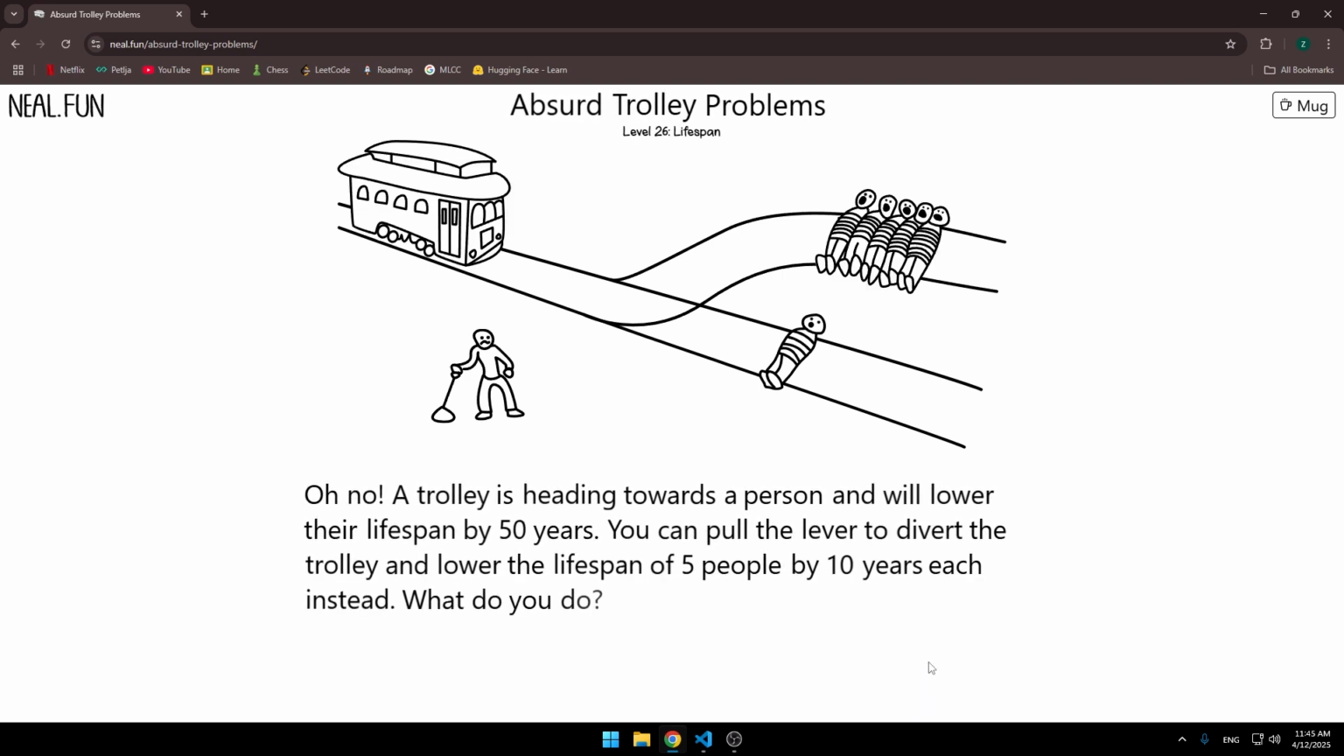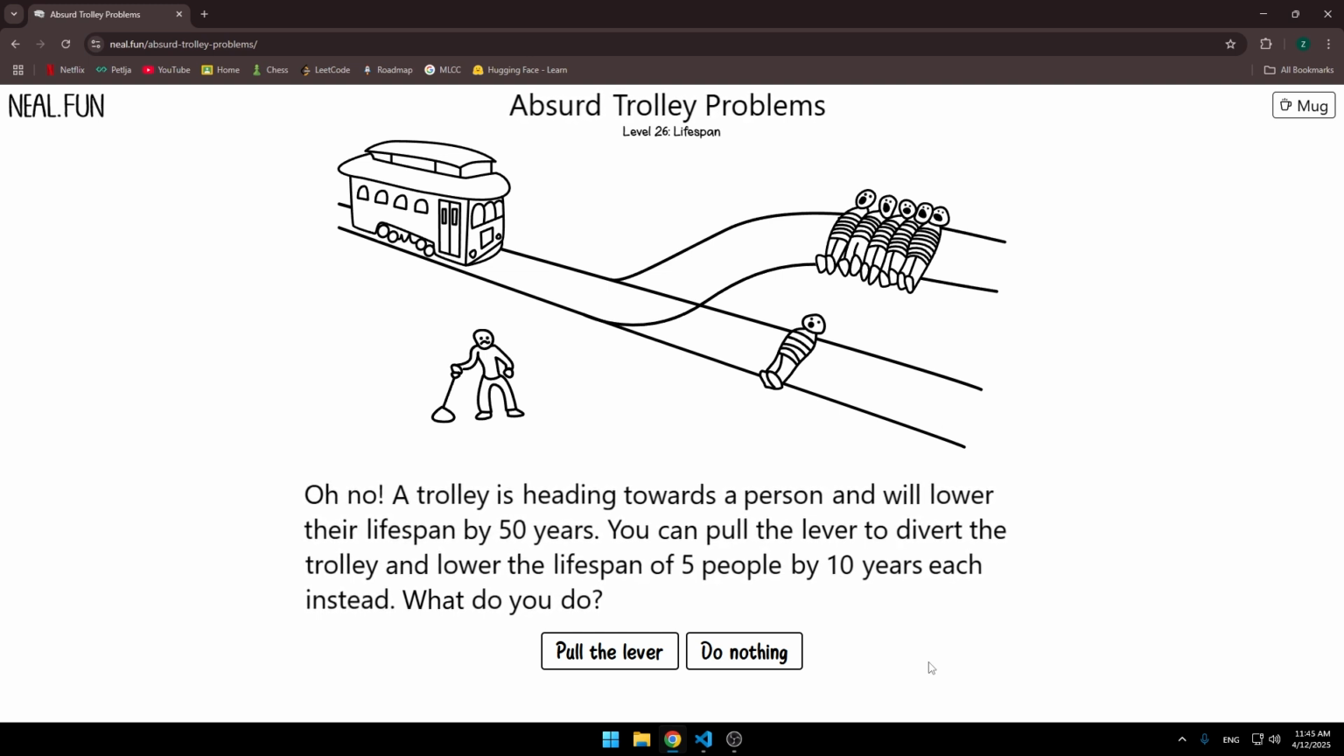Oh no, a trolley is heading towards a person and will lower their lifespan by 50 years. You can pull the lever to divert the trolley and lower the lifespan of 5 people by 10 years each instead. What do? We just pull the lever here, I think, right? Because more people will live for longer. Let's see, can the AI understand this very complex math?